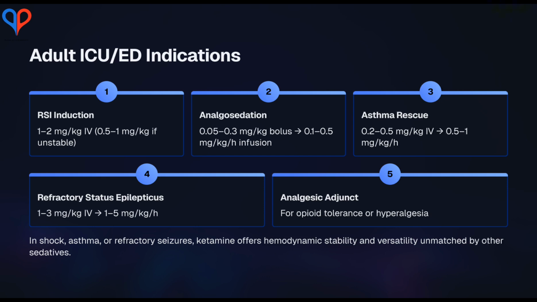In asthma, bolus 0.2 to 0.5, infusion up to 1 milligram per kilogram per hour. For refractory status epilepticus, bolus 1 to 3, infusion 1 to 5 milligrams per kilogram per hour under EEG monitoring. And for opioid tolerance or hyperalgesia, 0.1 to 0.3 milligrams per kilogram per hour as a continuous infusion.